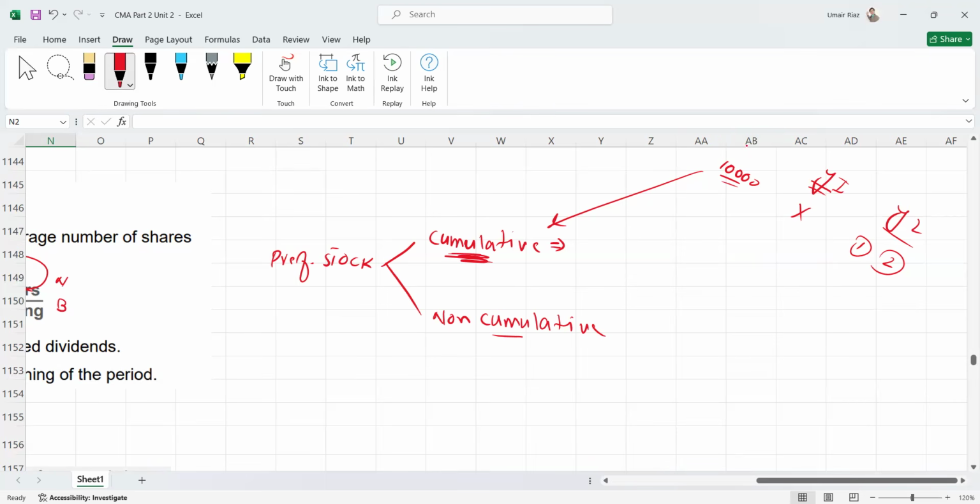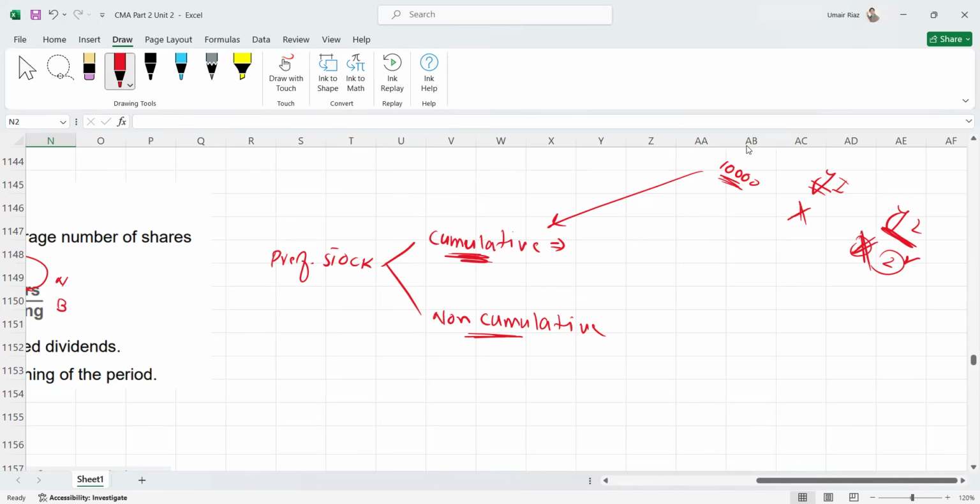Then we have non-cumulative. For example, if I have a dividend of 10,000, non-cumulative, and in year one I didn't pay the dividend due to any reason, maybe I'm in a loss, whatever. Then in year two, if I pay the dividend, I'll pay only the year two dividend. I don't need to pay year one. This is what is called non-cumulative preferred stock. But what is the point relevant to EPS?